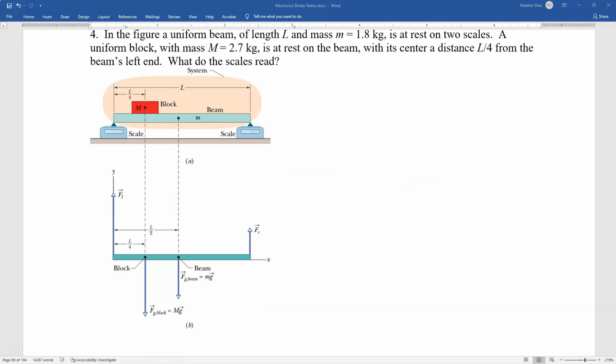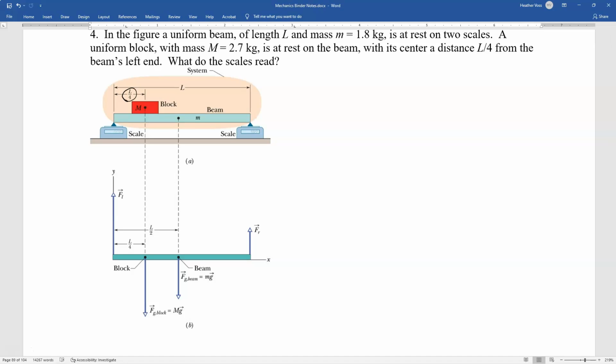Okay, so here we have a uniform beam, has length L, has a mass of 1.6 kilograms. It's resting on 2 scales. And then we say, okay, we're going to set a block on it that has a mass of 2.7 kilograms. And its center is L over 4 from the left end. So it's right here, L over 4. We want to know what each scale reads.